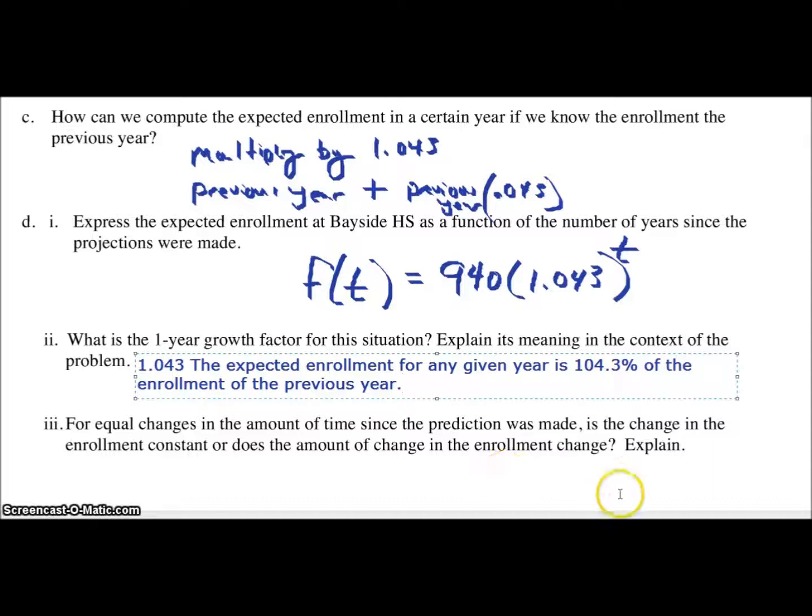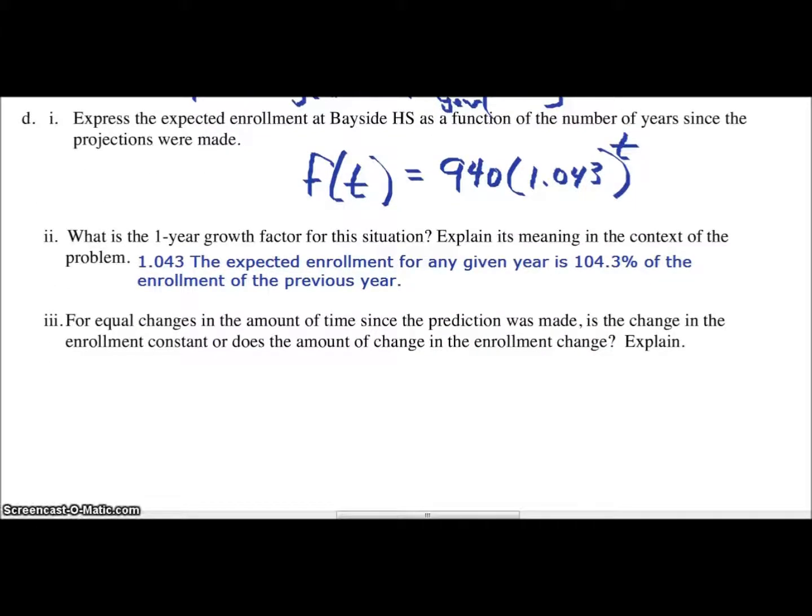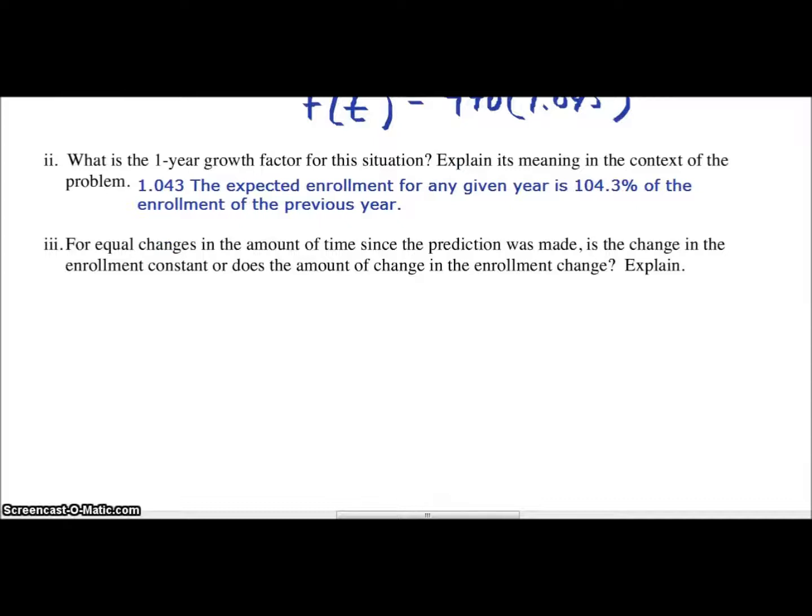Part 3, for equal changes in the amount of time since the prediction was made, is the change in the enrollment constant, or does the amount of change in the enrollment change? Okay, this problem is a little bit tough to make sense of. So let's say that we had a change in time of 1.